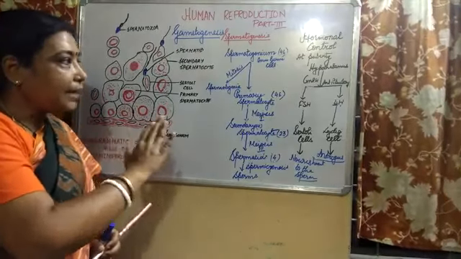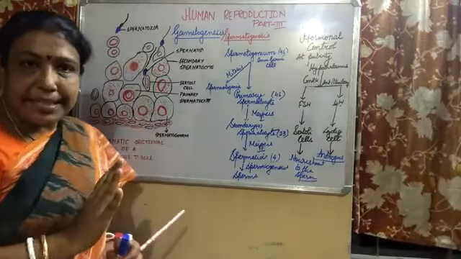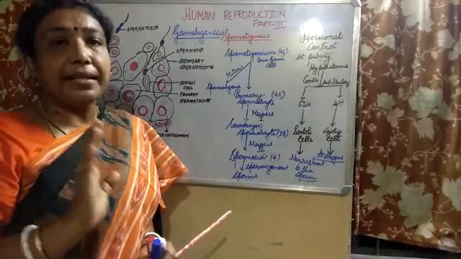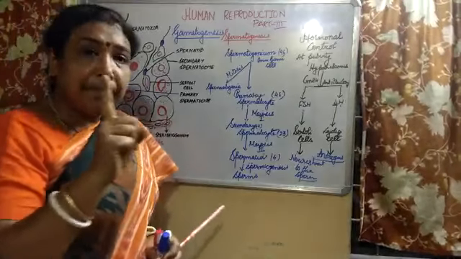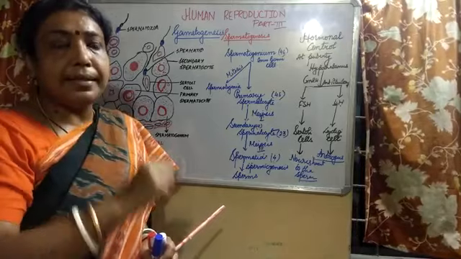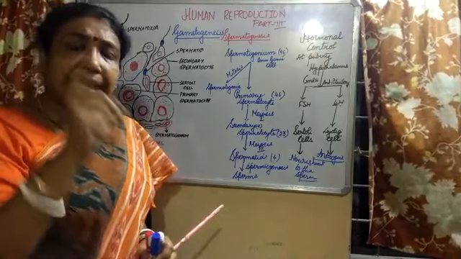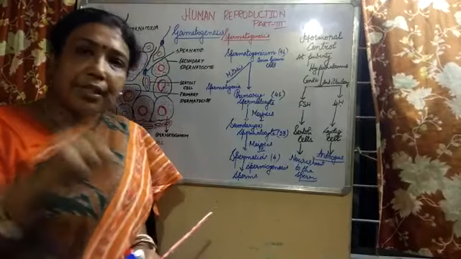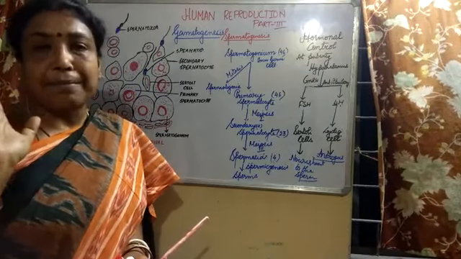So I don't think I should repeat it again, children. This is all for today. Please go through it very nicely, because it is a 5 marks question. If you go through the CBSE question papers, you will see every alternate year there is one question either from spermatogenesis or oogenesis, that too a 5 marks question.